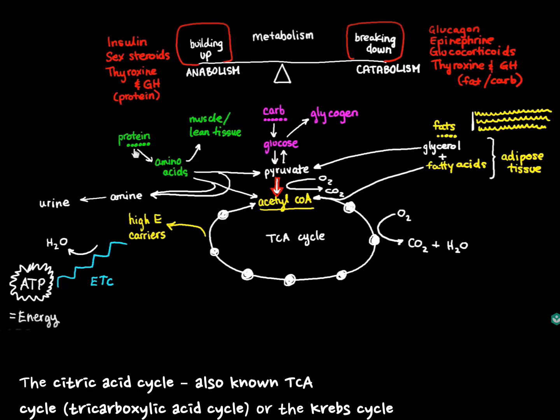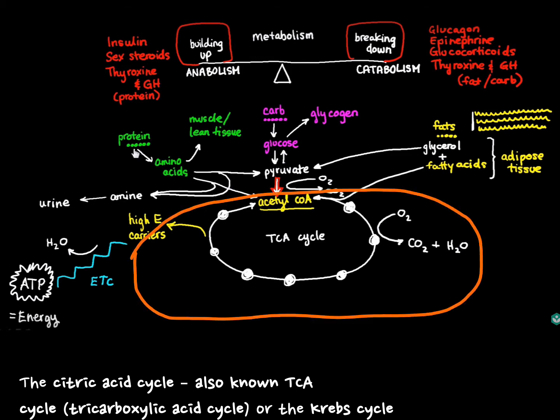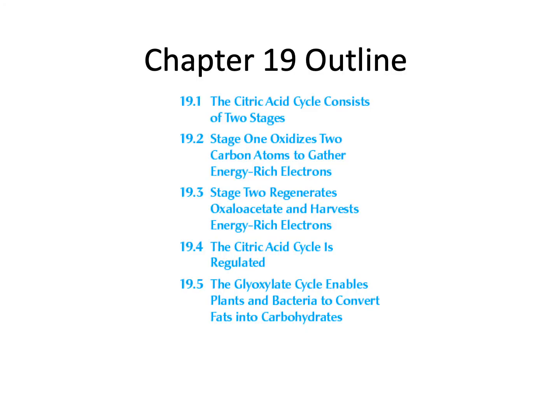Let's look at the big picture again. Where is this Chapter 19? It's this area. Here's the outline of this chapter. We first talk about the citric acid cycle consisting of 2 stages. Then we talk about stage 1, then stage 2, and then we talk about how this pathway is regulated, and then end with a case study.